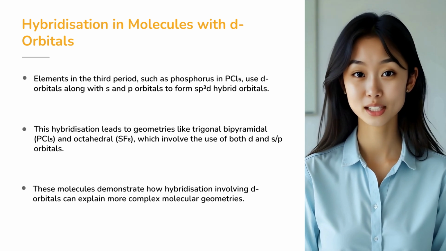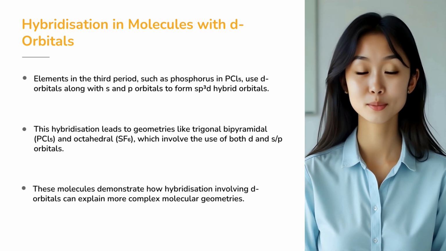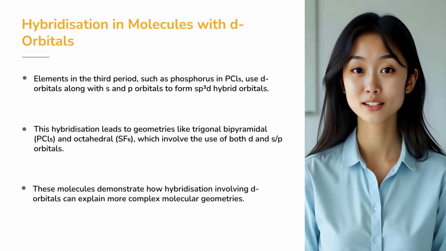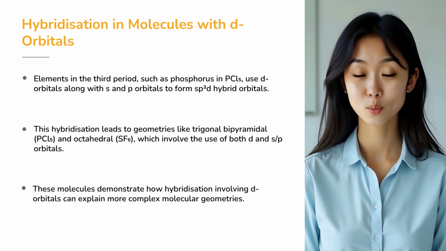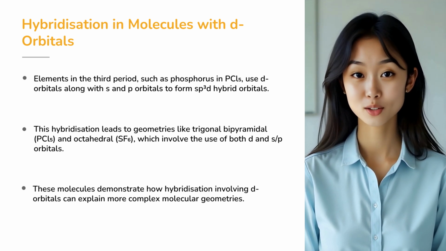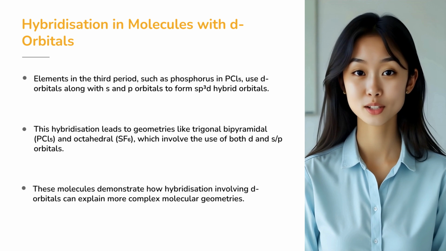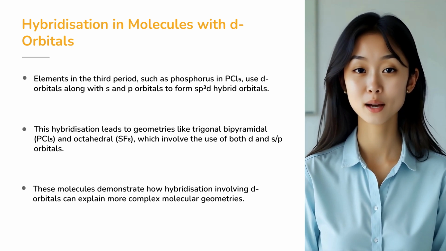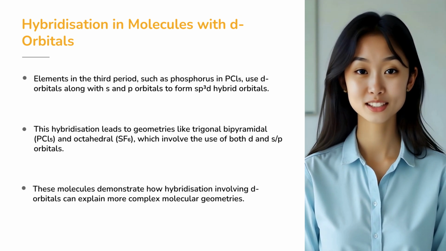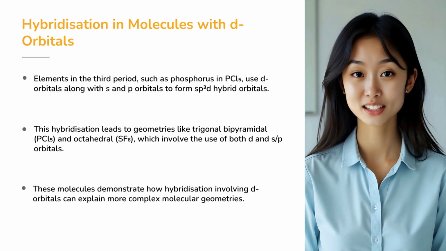Hybridization can also involve d orbitals, especially in third-period elements like phosphorus. In phosphorus pentachloride, the phosphorus atom undergoes sp³d hybridization, mixing one s orbital, 3 p orbitals, and 1 d orbital to form 5 sp³d hybrid orbitals. These orbitals arrange in a trigonal bipyramidal geometry, which is essential for the structure of phosphorus pentachloride. Similarly, other molecules like sulfur hexafluoride use sp³d² hybridization to form an octahedral geometry, allowing them to accommodate more bonds and achieve greater stability.